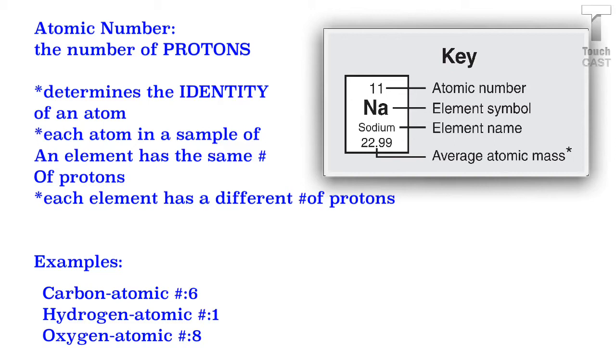So I've given you 3 examples. Carbon, atomic number is 6. Hydrogen, the atomic number is 1. And oxygen, the atomic number is 8.